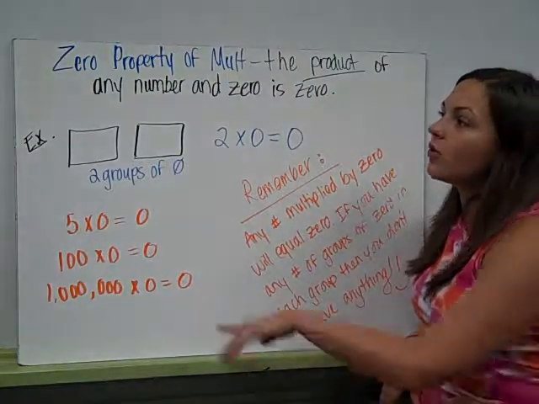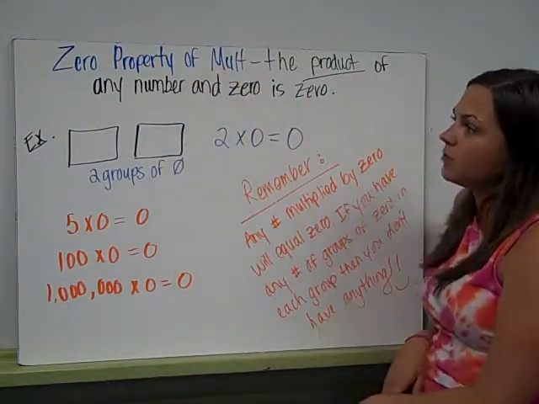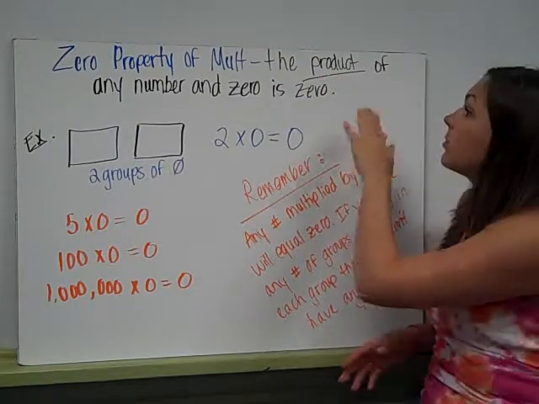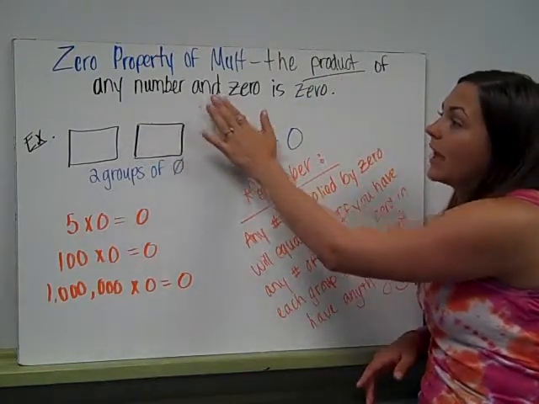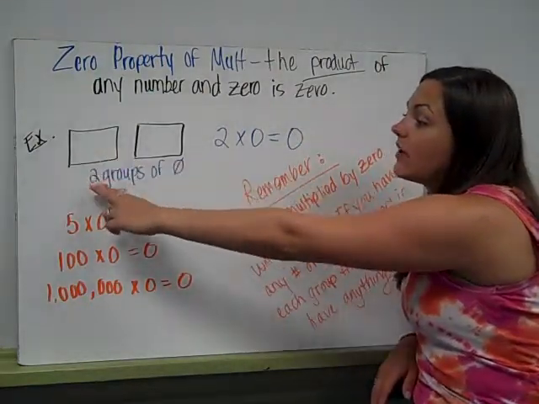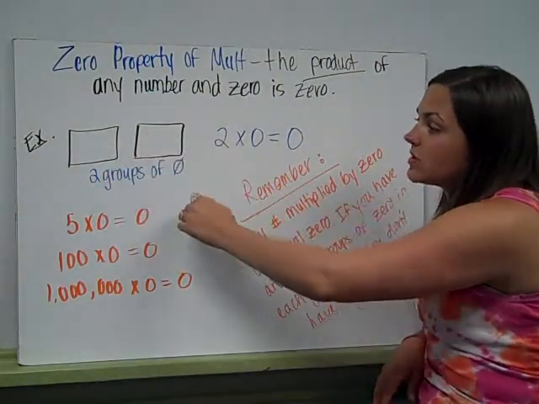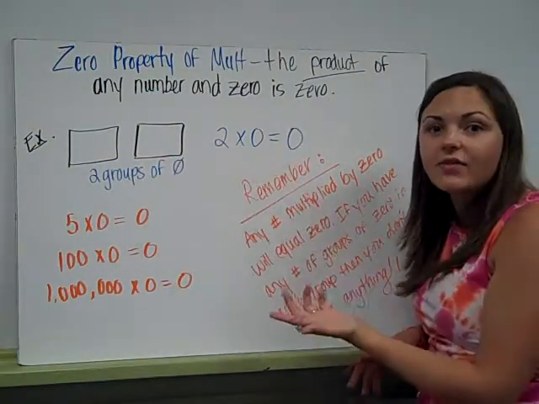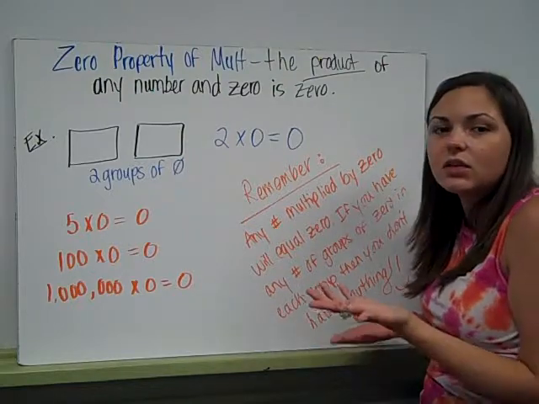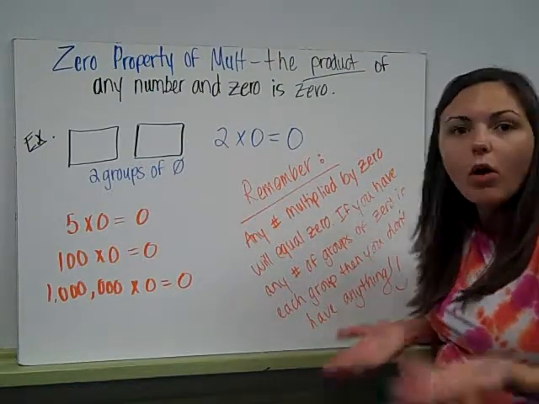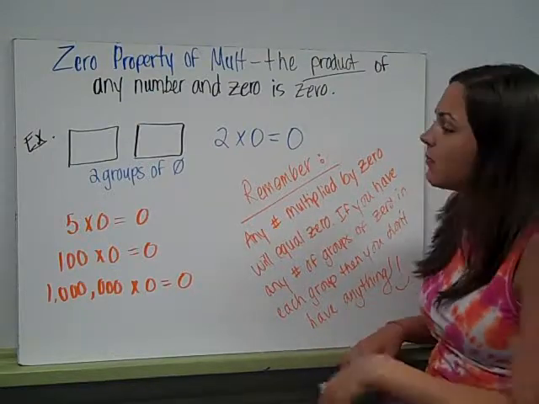So first we're going over the zero property of multiplication, which states that the product, which is the answer to a multiplication problem, of any number and 0 is 0. Always, always. So if I have 2 groups of 0, 2 times 0, then I have 0. I don't have anything in either group. So I don't have any circles. I don't have any marbles. I don't have anything to count.